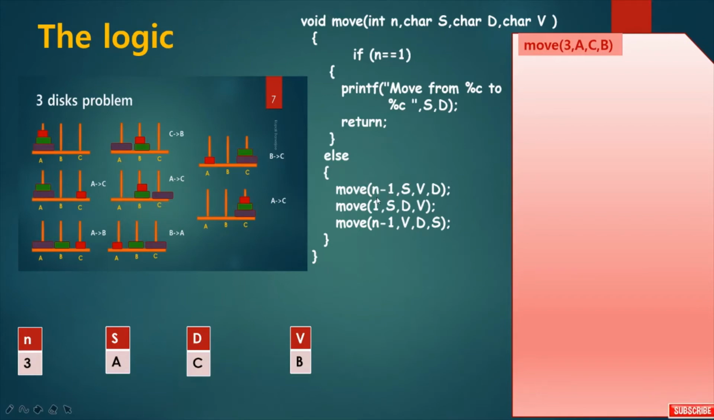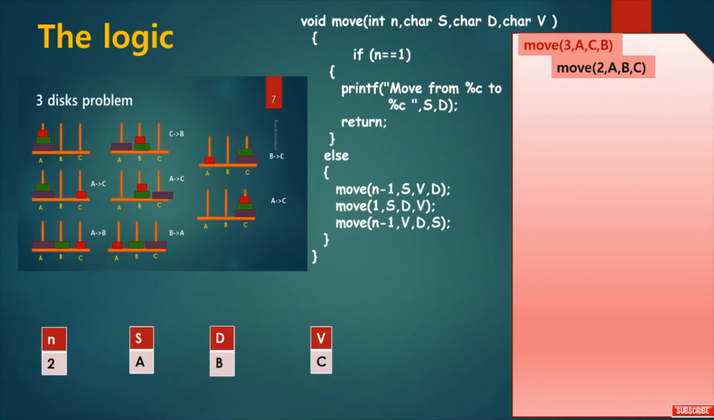What is n minus 1? n minus 1 is now 2. So call the function move. See how recursion works. Move n minus 1, which means 2. S means here A. What is V? V is B. And what is D? D is C. So now these are the values.